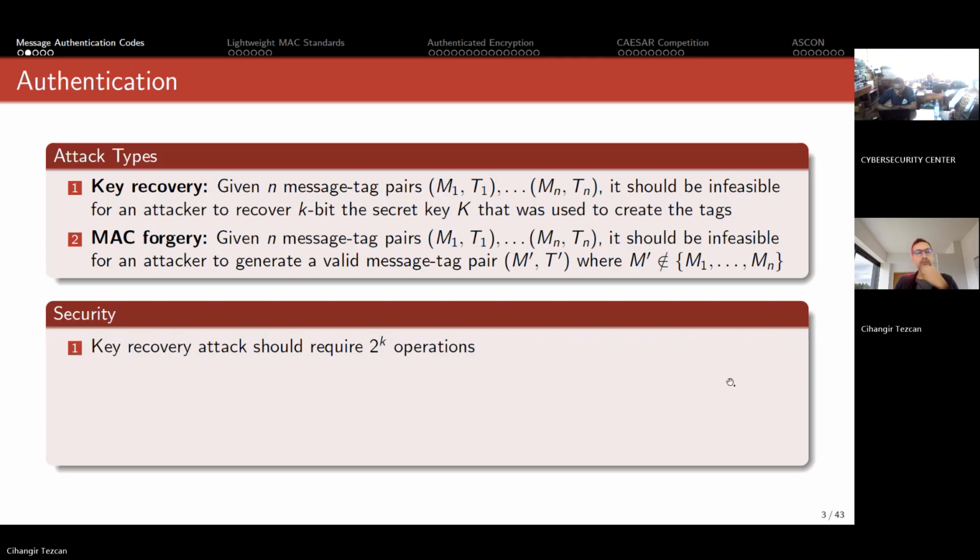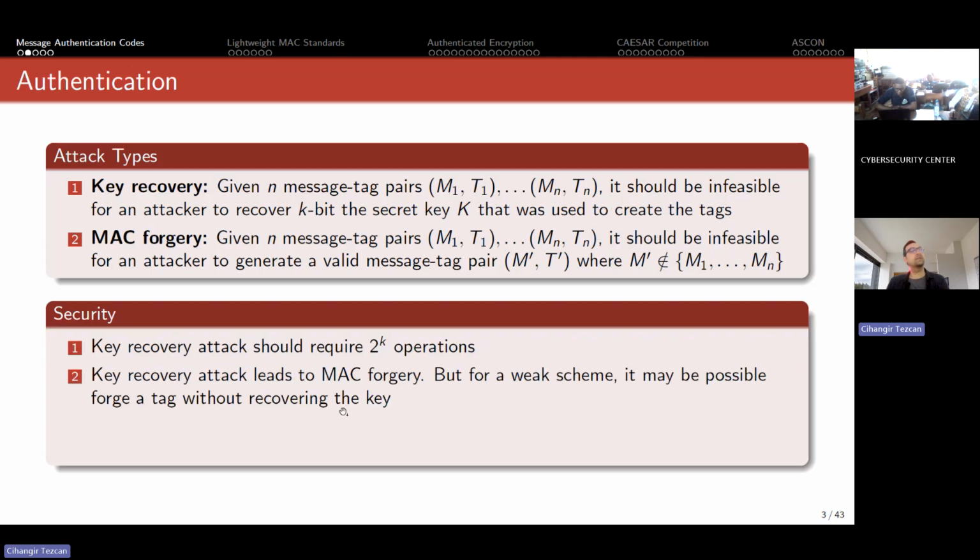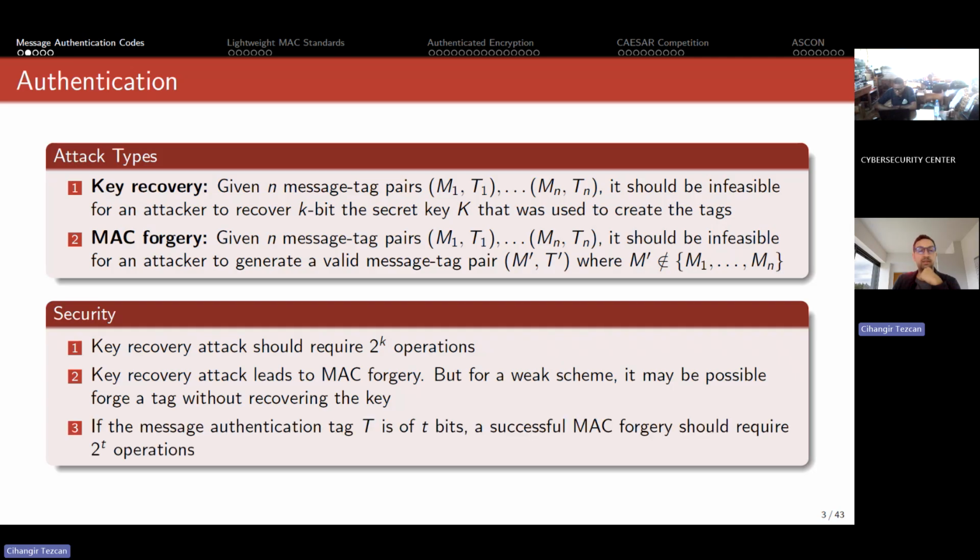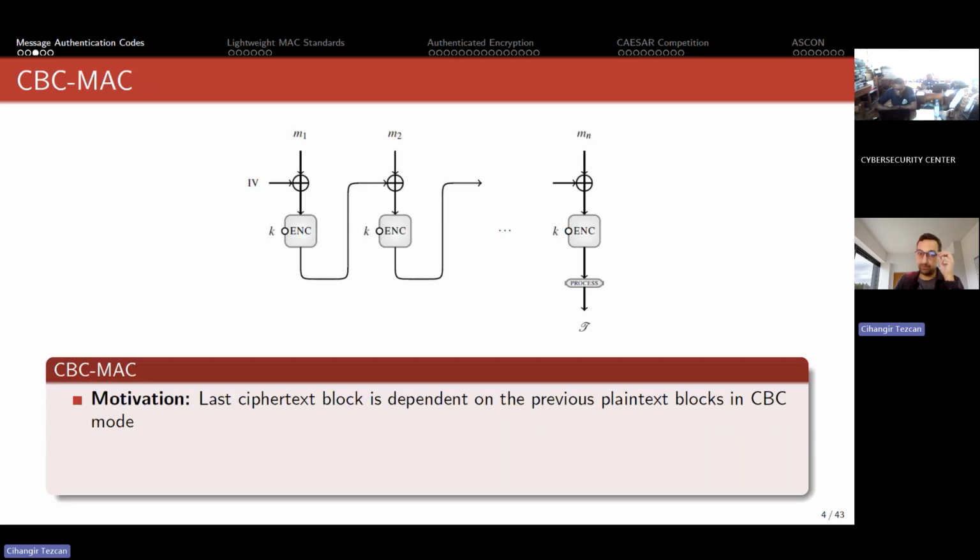Okay. So a key recovery attack should require 2 to the K operations. A key recovery attack leads to MAC forgery, but for a weak scheme, it may be possible to forge a tag without recovering the key. If the message authentication tag T is of T bits, a successful MAC forgery should require 2 to the T operations. Okay, so let me give some basic examples that use block ciphers.